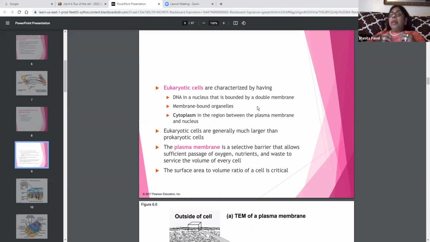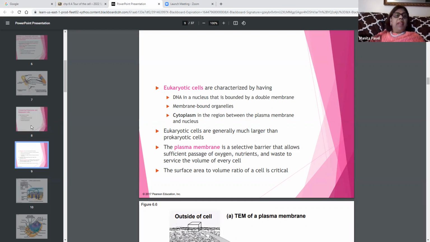Second function of the plasma membrane, it is going to separate the outer environment, the external environment, from the internal environment. And thirdly, it will allow substances to exit the cell that are not wanted or are in excess. So it is critical for every cell to maintain a surface area to volume ratio.